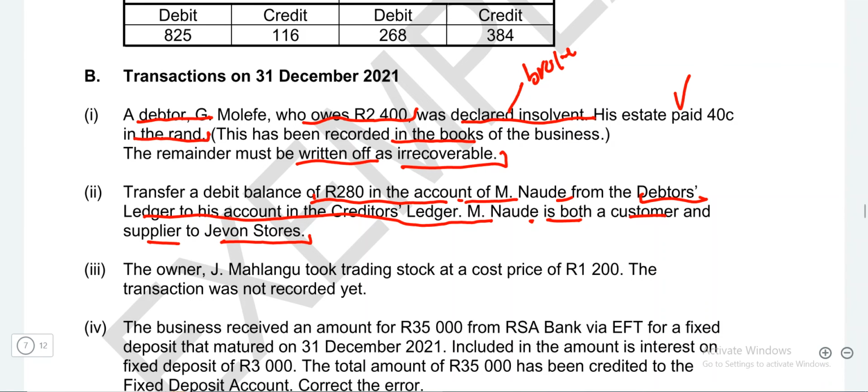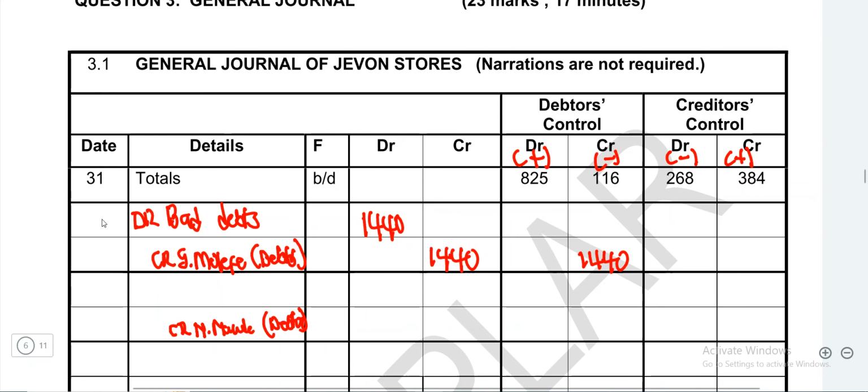Okay, now when we do this, we are going to say debit N Naude, who is a creditor. Okay, so it means that in other words, we are saying debit creditors control, credit debtors control. Remember the amount is 280. Okay, so that 280 will come here. So what did we say? We said that we are going to debit his account as a creditor. So I'm going to go on the debit side here, which is here, 280.